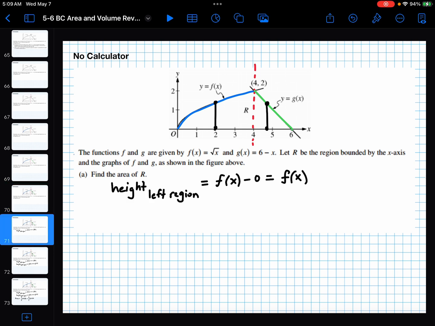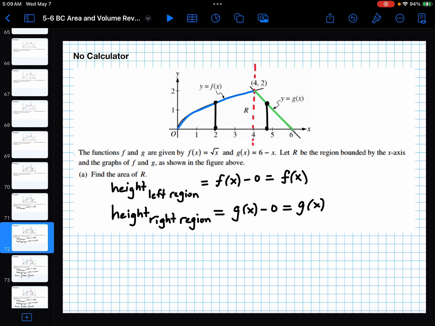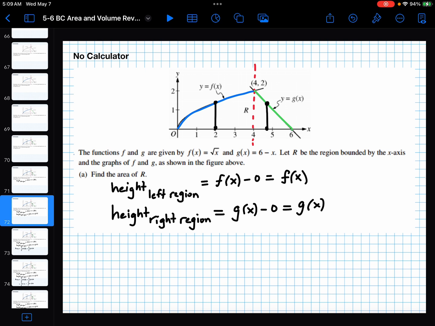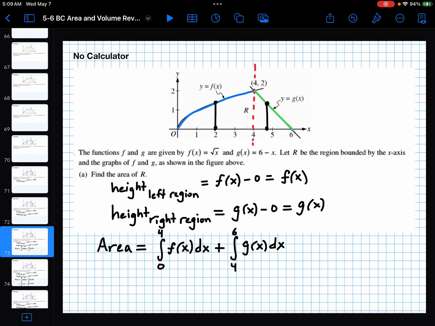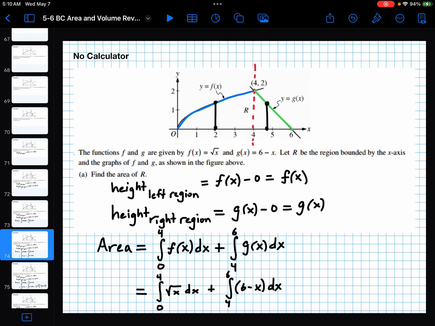So on the left side, the height will be f of x minus 0, or f of x. For the right region, the height will be g of x minus 0, or g of x, and I can go ahead and write my area integrals here. So I'll have the integral from 0 to 4 of f of x dx, plus the integral from 4 to 6 of g of x dx. Now, the issue here is that I'm not allowed to use a calculator, but the functions are fairly easy to antidifferentiate. Radical x is x to the 1/2 power, and 6 minus x, not too tough, right?